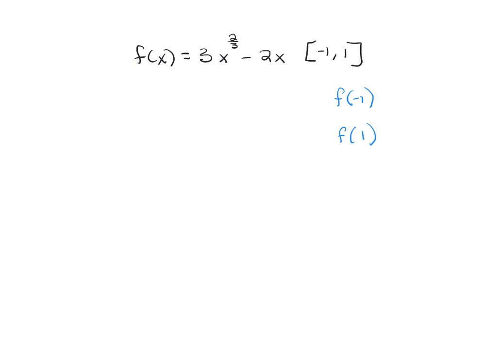Okay, next example, function f of x equals 3x to the power of 2/3 minus 2x, and on the closed interval from -1 to 1. So right away, we will have to consider f of -1 and f of 1. But now let's find the critical points.